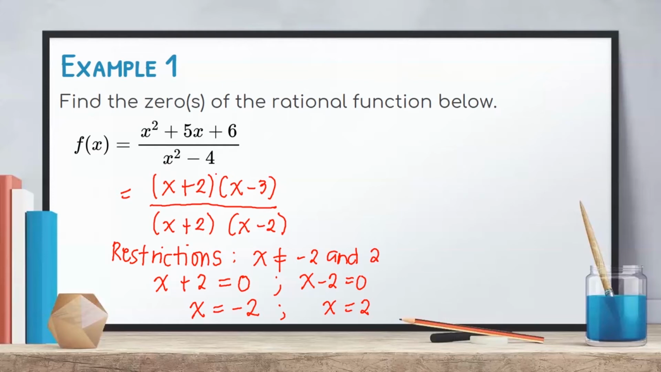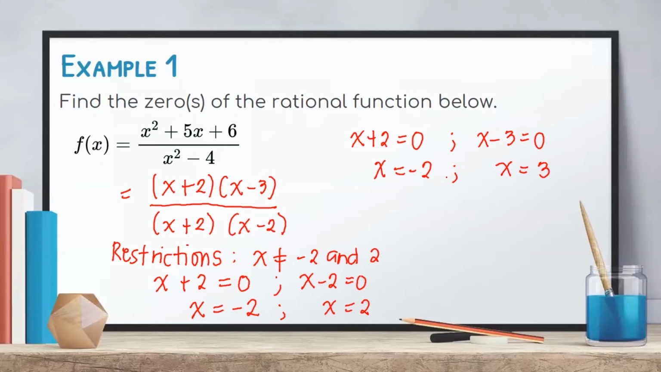On the other hand, let us determine the values of x that will make the numerator equal to 0. What we are going to do is equate the factors of the numerator to 0. So, we will have x plus 2 equals 0 and x minus 3 equals 0. Next, let us solve for the values of x. So x is equal to negative 2 and x is equal to positive 3.